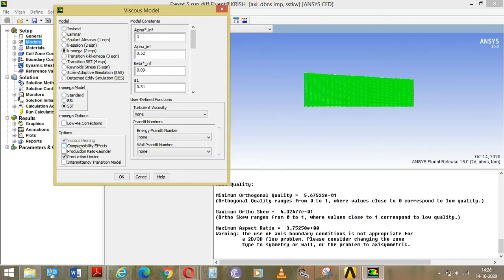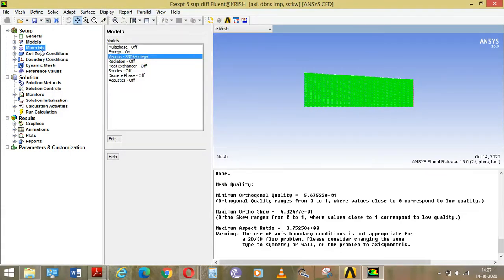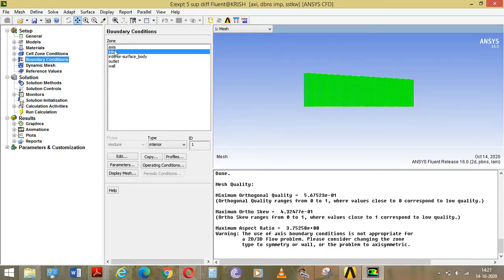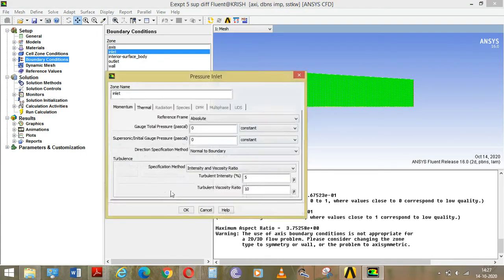You will get another option when you change the air to ideal gas. You'll get compressibility effects. You just go back and click it. Now materials is done. Now boundary conditions, inlet. You make it pressure inlet. So what is the pressure that we have?